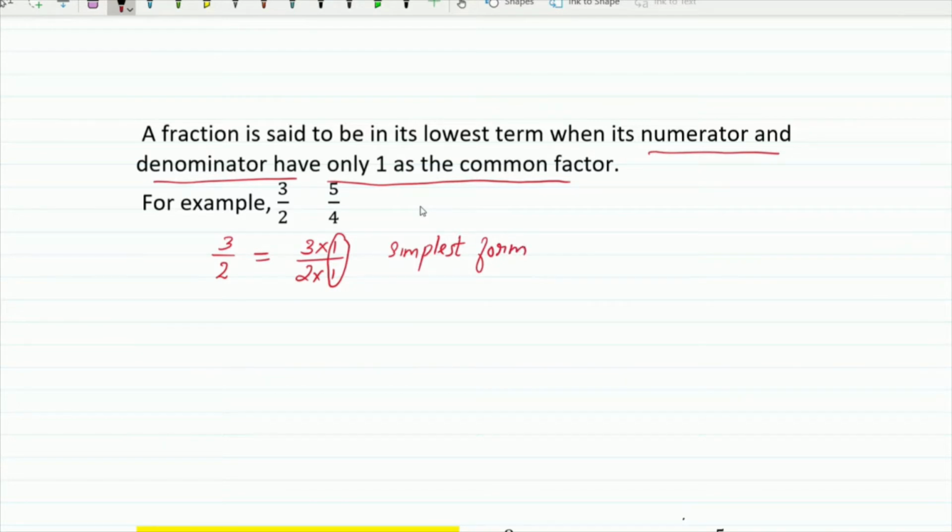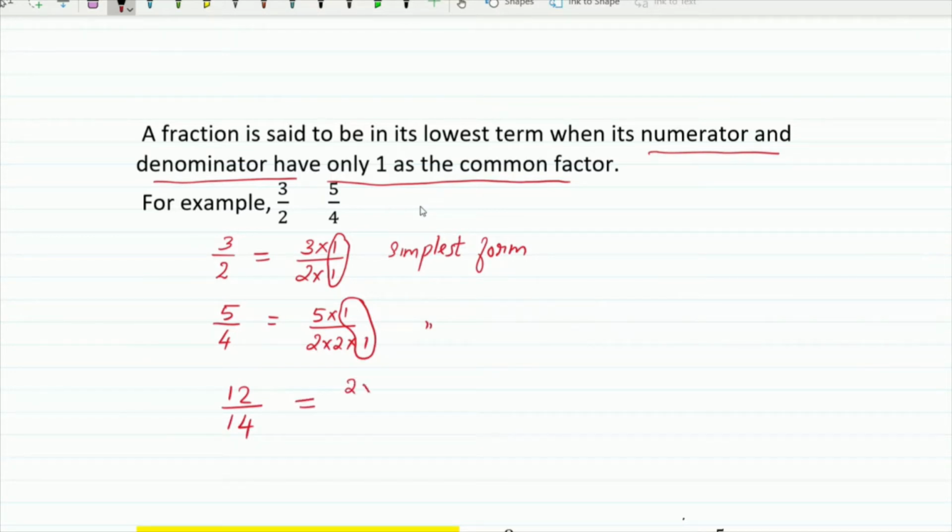The second example, it is given 5 by 4. 5 we can write as 5 into 1, divided by 4, which we can write as 2 into 2 into 1. So here also we can see that the common factor is 1. Therefore, the given fraction is in the simplest form. Now, another example I will take: 12 divided by 14.